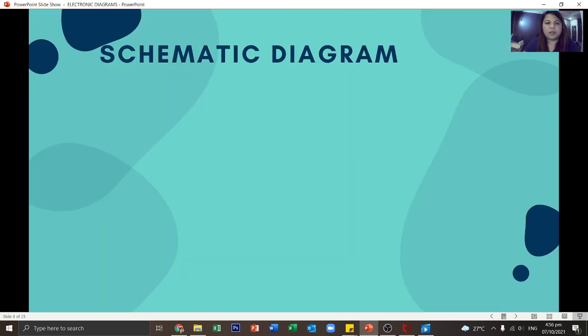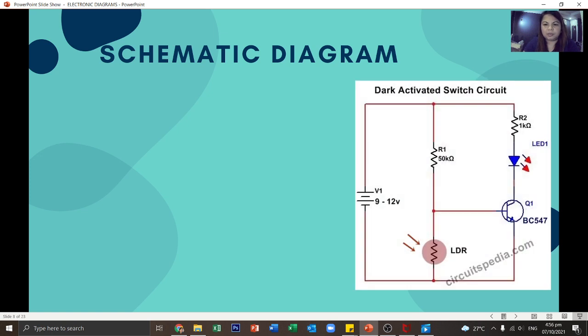So the third is the schematic diagram, which is the one we will be using here in our subject. Like this example, we have the dark activated switch circuit schematic diagram. What components can you see? Of course, it shows the components and their interconnections. So we have studied the electronic component symbols like this one, and this one. And then it shows their interconnections. So how are they connected with each other?